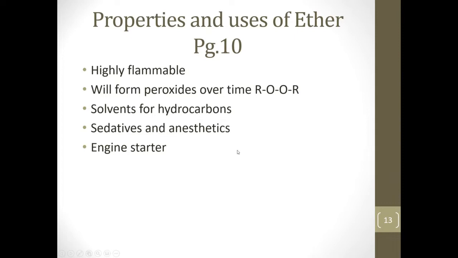Properties and uses for ether: very flammable. It will form peroxides over time, and that forms something new, just a Cliff Clavin point there. It's a solvent for hydrocarbons, still used today as a sedative and anesthetic, and also used for engine starting. If you have a diesel, you probably use ether to fire that up in the winter. So, a pretty common hydrocarbon derivative.